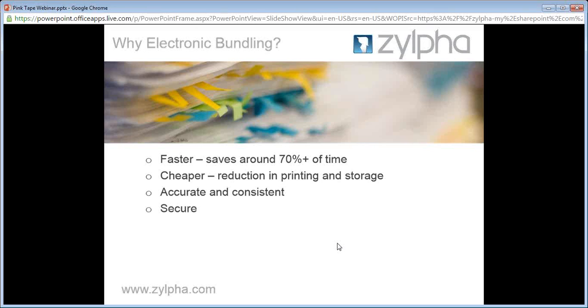And they are more secure as well. We don't have to leave lovely big bundles in a room, whether that's at the courts or whether it's in our offices. We don't have to transport them and put them in the back of our cars. So across the board, they are a bit more secure. You can also securely send them electronically so that only the intended recipient receives them.